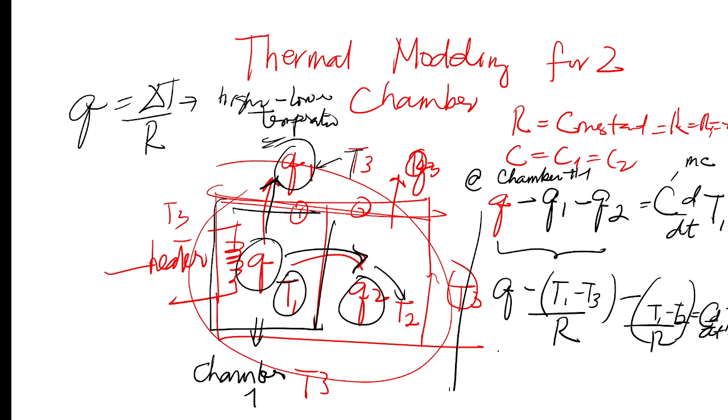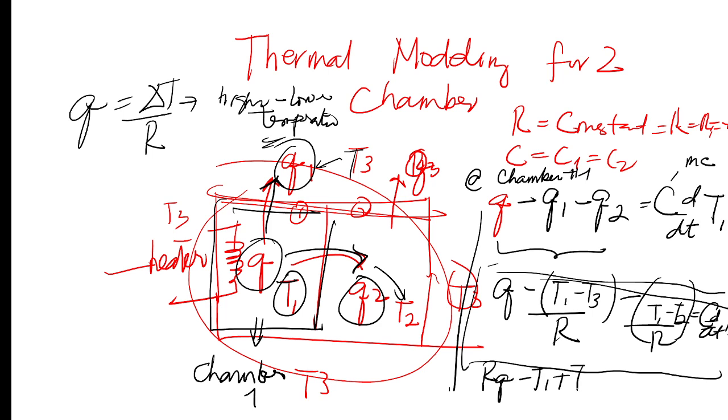So we evaluate this. What's going to happen is that we are going to multiply by R to clear the denominator R for the whole equation. So it becomes RQ. Then this will be eliminated. Then minus T1 plus T2, T3. And then this one, the R will be cancelled out.